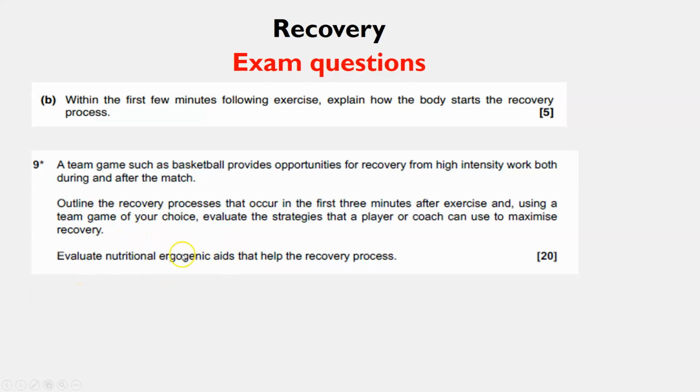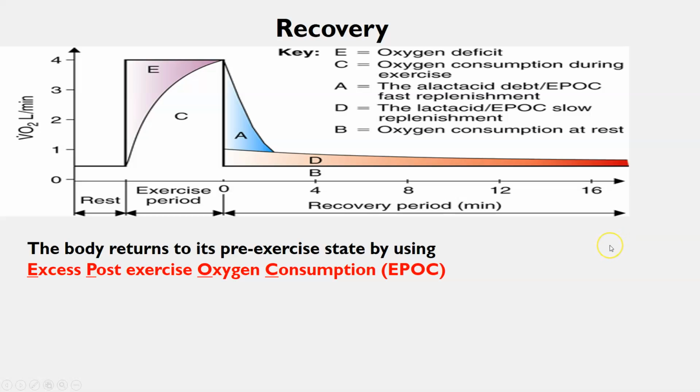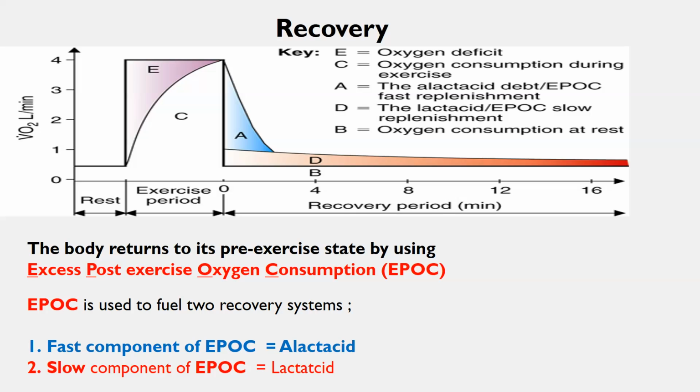Obviously we need to go on about ergogenic aids, but this recovery process is what we're going to be doing over the next few lessons. So, first of all, the body returns to its pre-exercise state by using EPOC, which is excess post-exercise oxygen consumption, i.e. that volume of oxygen consumed post-exercise to return the body to that pre-exercise state. We need to be aware there are two recovery processes with regards to EPOC.